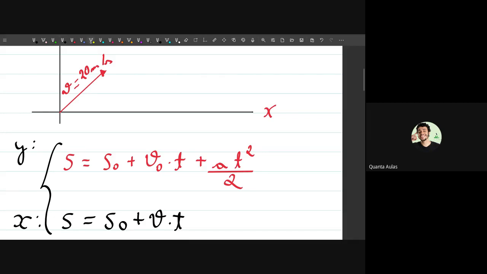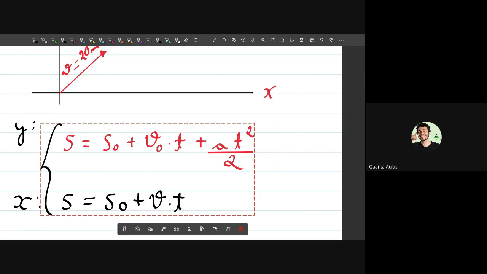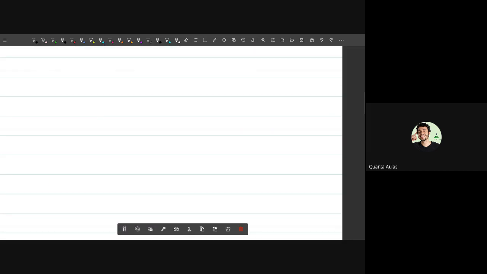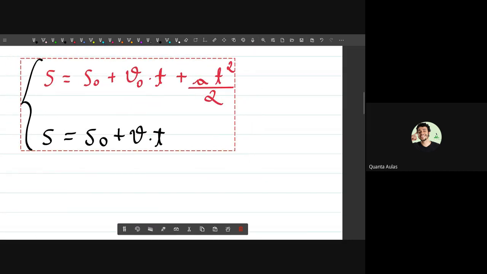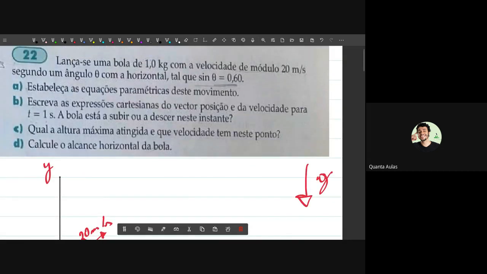Because we know the initial position, we know the initial velocity. This information is in the description of the problem, okay? We need only read the problem again and put the information here. I will do a copy and I will look at the situation here.